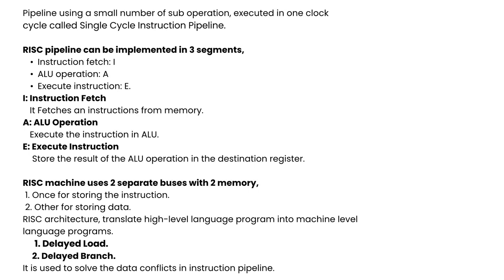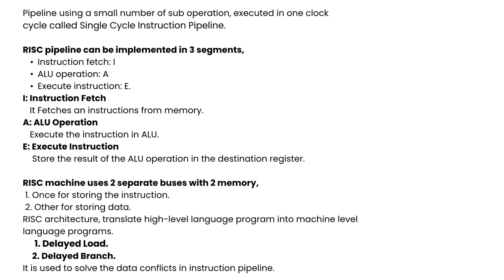I, instruction fetch: it fetches an instruction from memory. A, ALU operation: execute the instruction in the ALU. E, execute the instruction: store the result of the ALU operation in the destination register. The RISC machine uses two separate buses with two memories, one for storing instructions and the other for storing data.